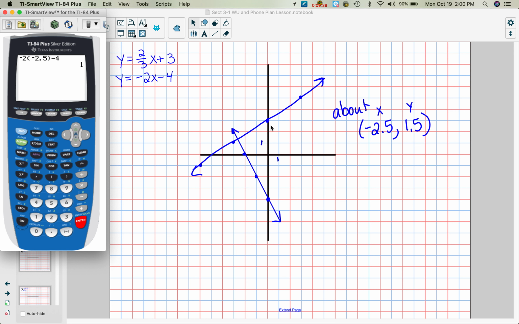It was easy when they were crossing on a grid point that we could actually see exactly where they were crossing when we were plotting our slopes. But this one, not so clear. So we're going to have some algebraic methods to find the solution of the system of equations, and now here's a perfect example of why that's important.